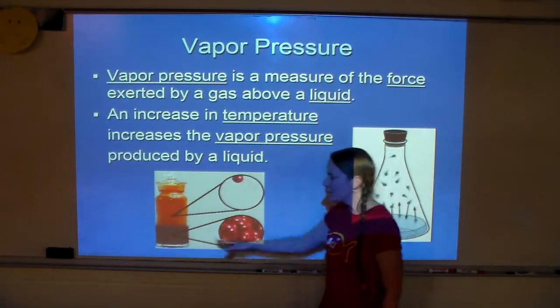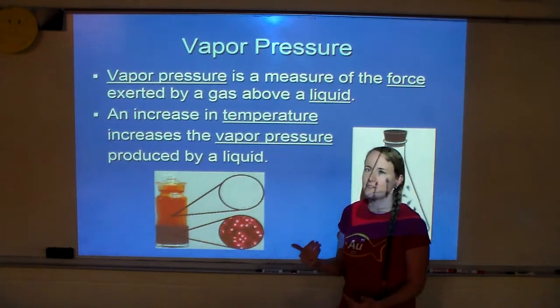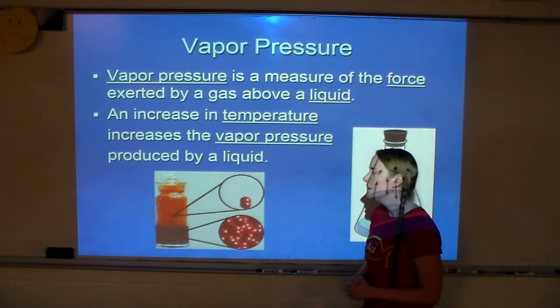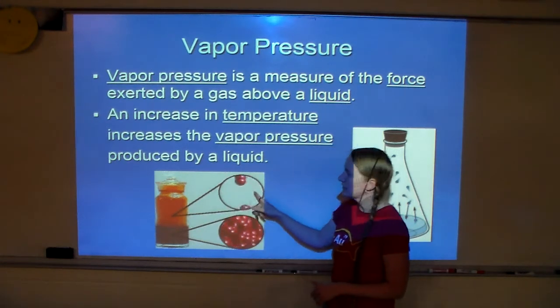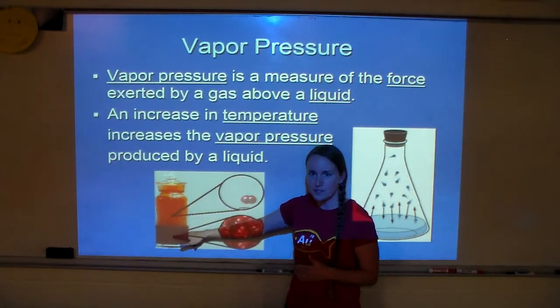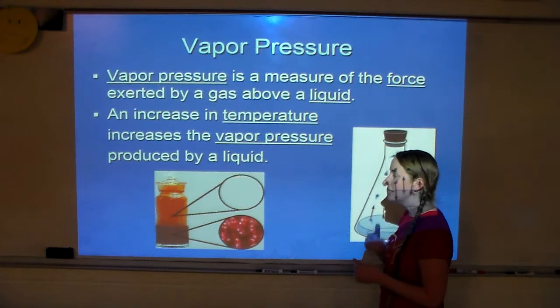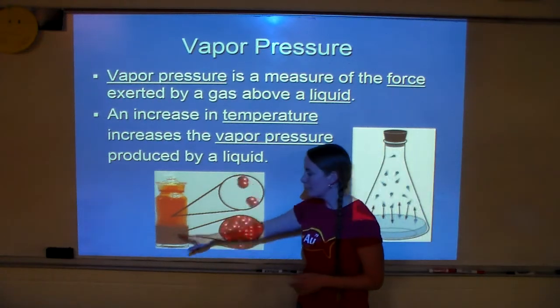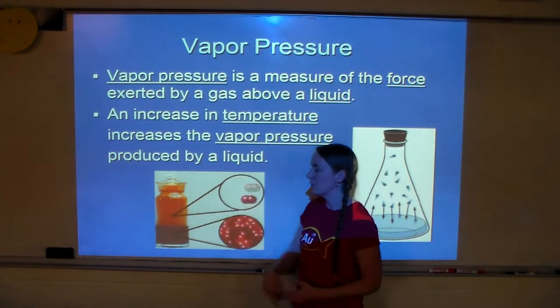Now, it can't fully evaporate, of course, because we have it closed. So eventually, no more would be able to evaporate. That's when it's called saturated. So you have your liquid down here at the bottom. You have your gas up here at the top. The pressure produced by this gas above this liquid is called the vapor pressure. Because remember, a vapor is a substance that is normally a solid or liquid that has turned into a gas. So that's why we call it a vapor.